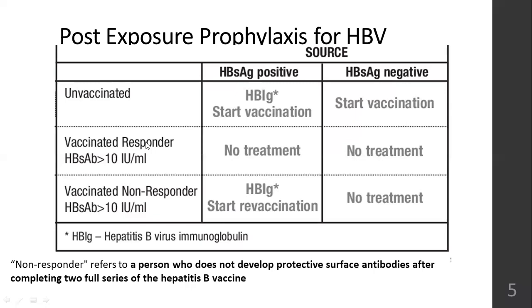If they have been vaccinated in the past, you can start the vaccination only if the hepatitis B antibody level in their body is less than 10 international units per milliliter. Otherwise, if you are in the healthcare sector, you go check your blood sample, and if the hepatitis B antibodies in your blood are more than 10 international units per ml, no treatment is required.